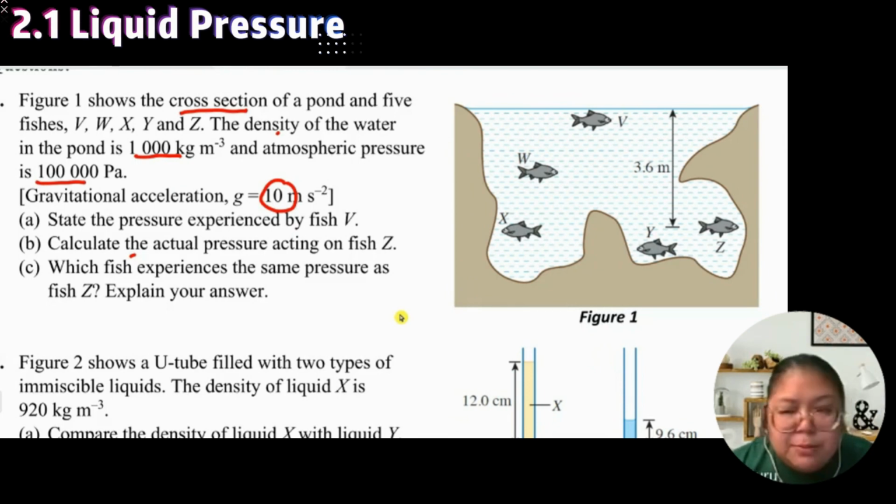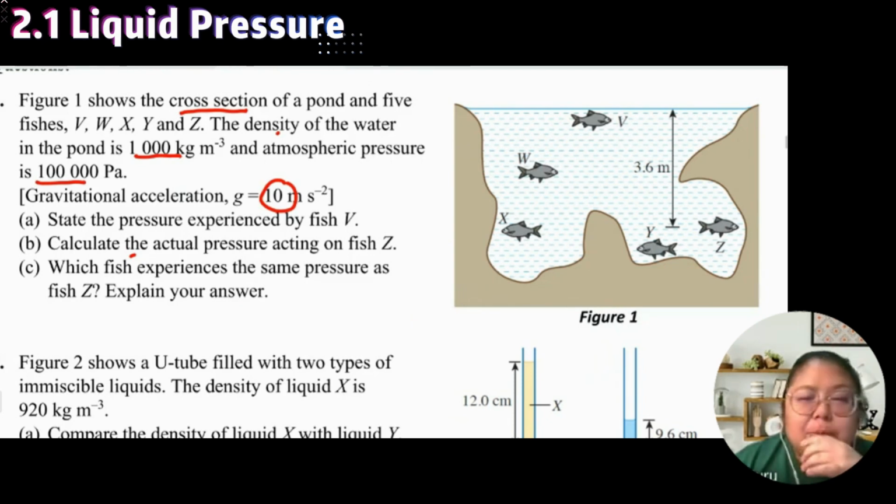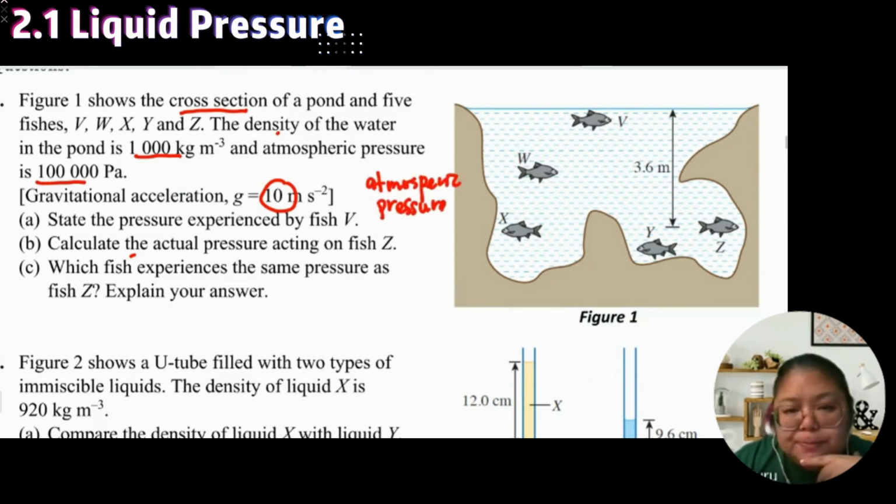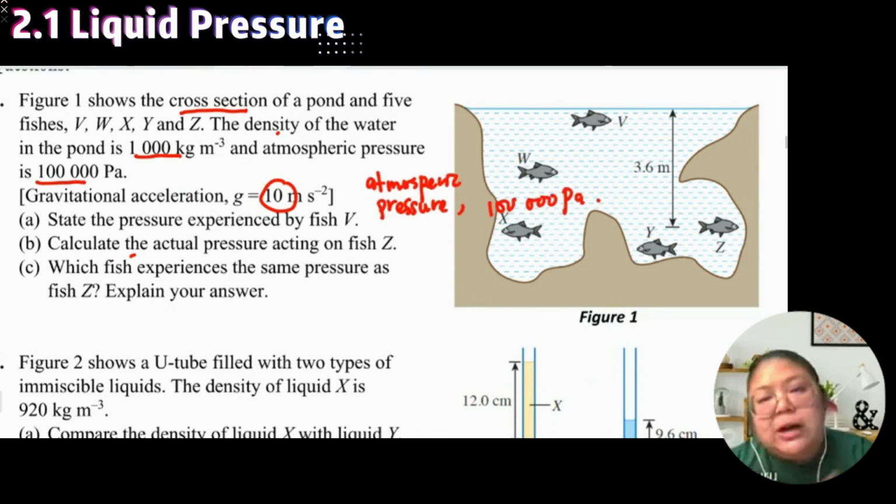Fish V, what is the pressure acting? Yeah, atmospheric. From here, you scan. The question says state the pressure experienced by the fish. Actually, when they say state, it is the name. If you scan, you can write atmospheric pressure, or you put a comma and write 10,000 Pascal. Put both answers, because I don't know whether suddenly they want a number or suddenly they want the name. Better to put both, then you are safe. They say state, maybe they don't want the name, they want the number.